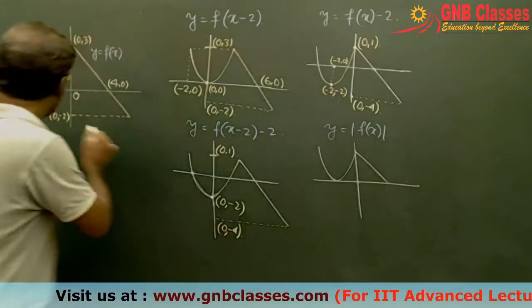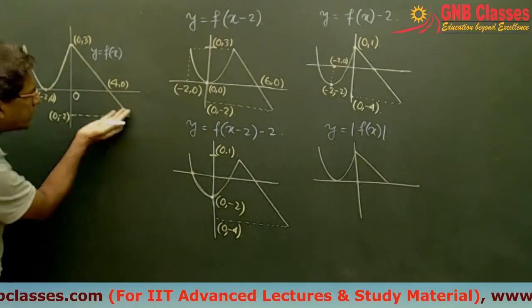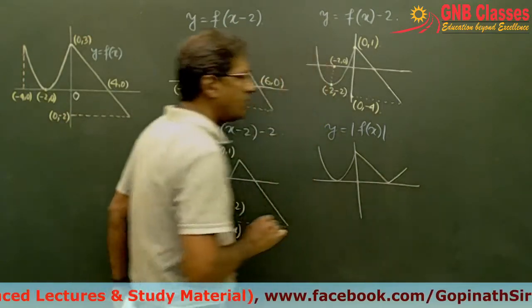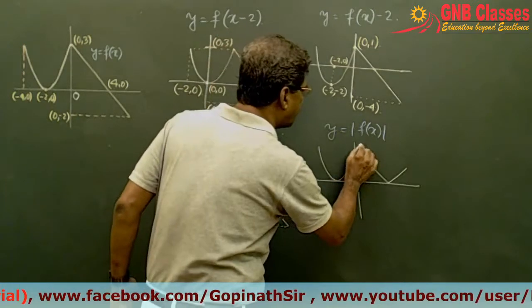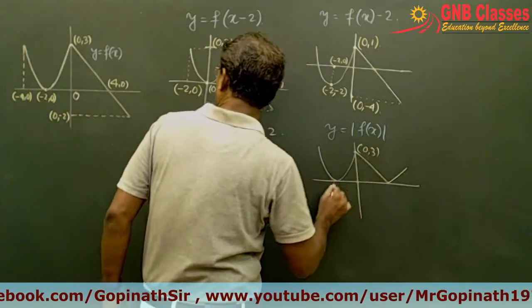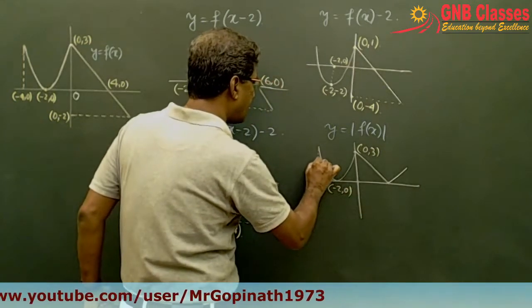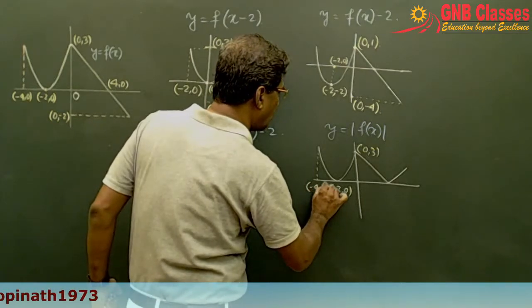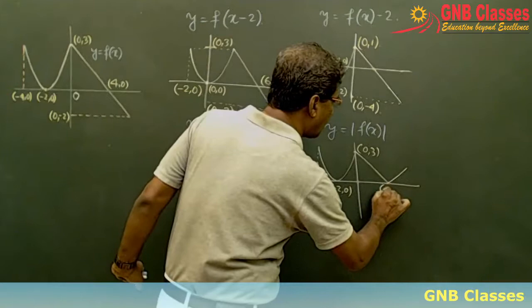You see, if I put a mirror on the x-axis, what will you get? This portion will come up. What will be the coordinates? This point is (0, 3) as it is. This point (-2, 0) as it is. This point is (-4, 0) as it is. No change. This point is how much? It's (4, 0). That's okay.